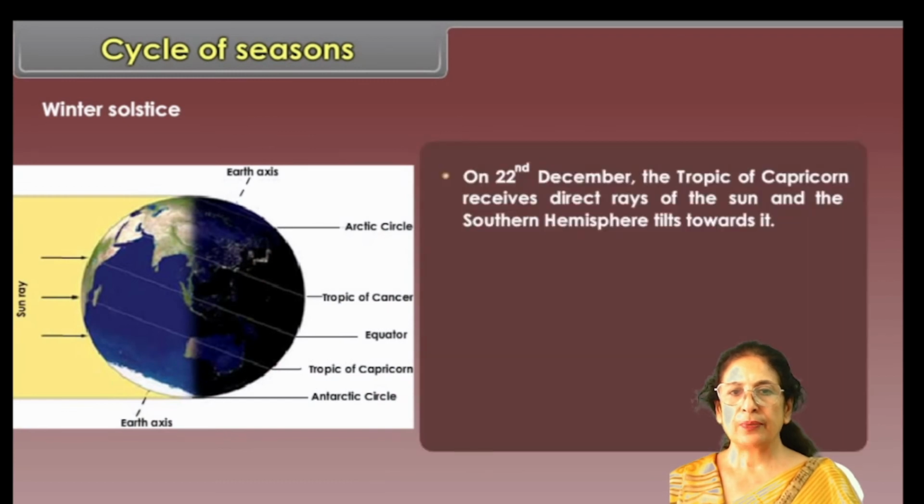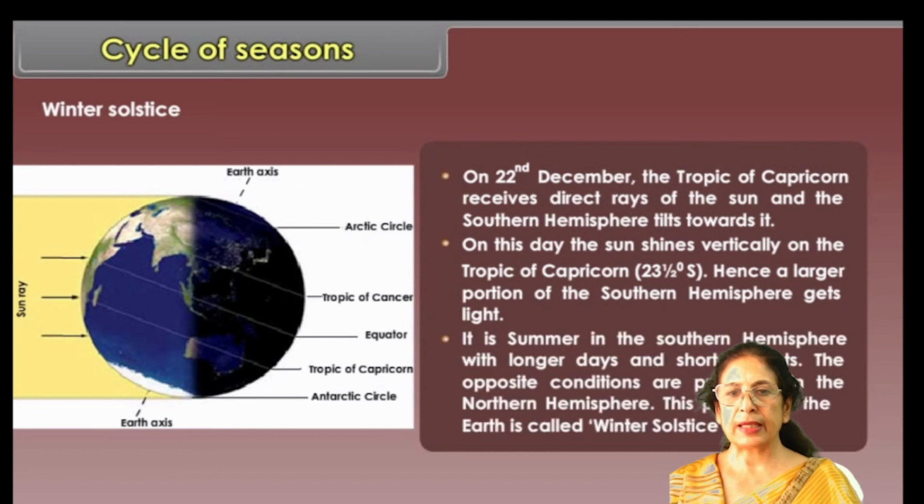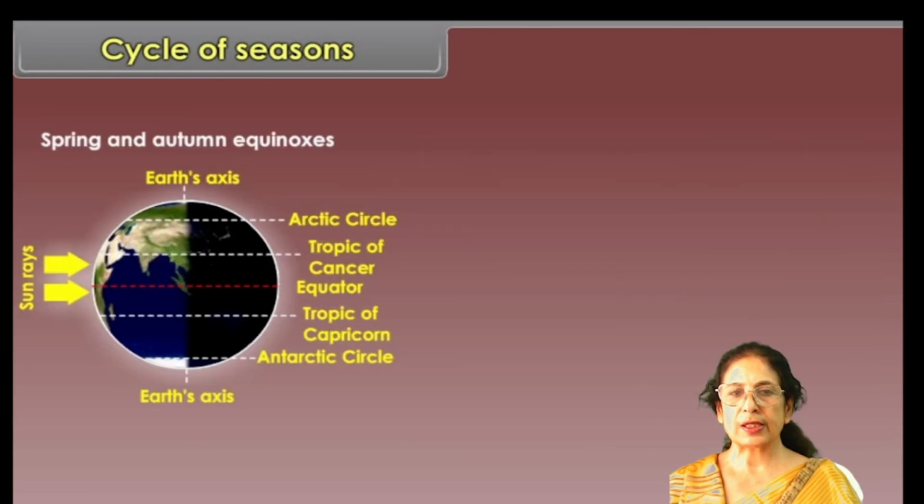Winter solstice. On 22nd December, the Tropic of Capricorn receives direct rays of the sun and the southern hemisphere tilts towards it. On this day, the sun shines vertically on the Tropic of Capricorn, that is 23.5 degrees south. Hence, a larger portion of the southern hemisphere gets light. It is summer in the southern hemisphere with longer days and shorter nights. The opposite conditions are prevalent in the northern hemisphere. This position of the earth is called winter solstice.